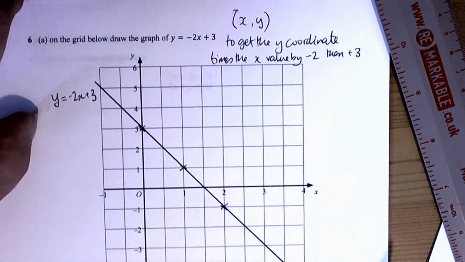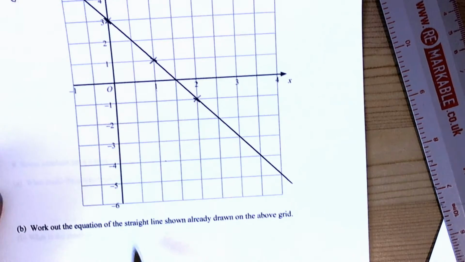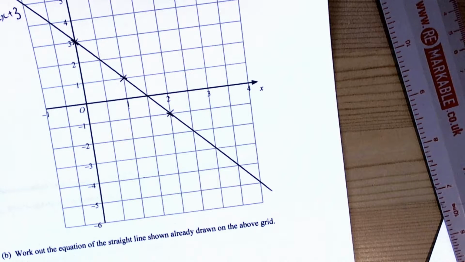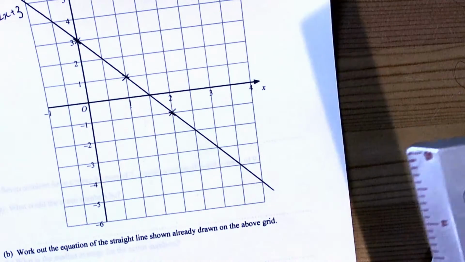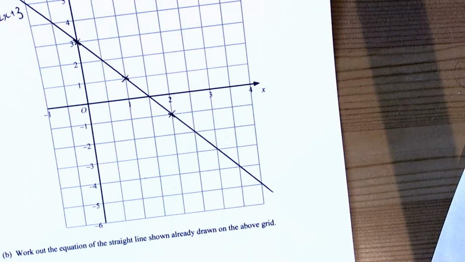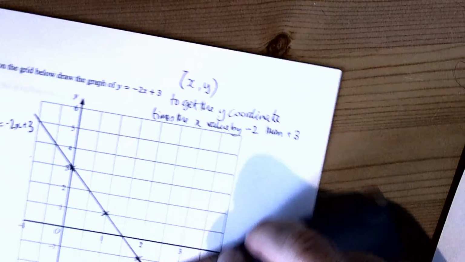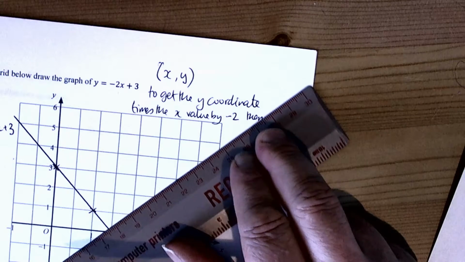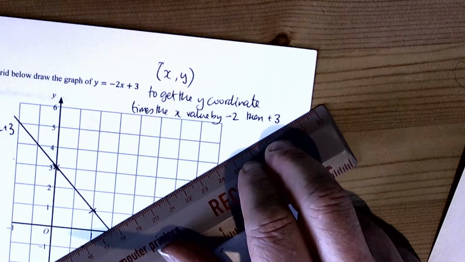It says work out the equation of the straight line already drawn on the grid above. Okay, I rushed to get the homework sheet out, guys. I forgot to draw that line on. So let's just draw a line on, and we can hopefully work out the equation of it, just to show you how you would do that if you'd have been given the question.